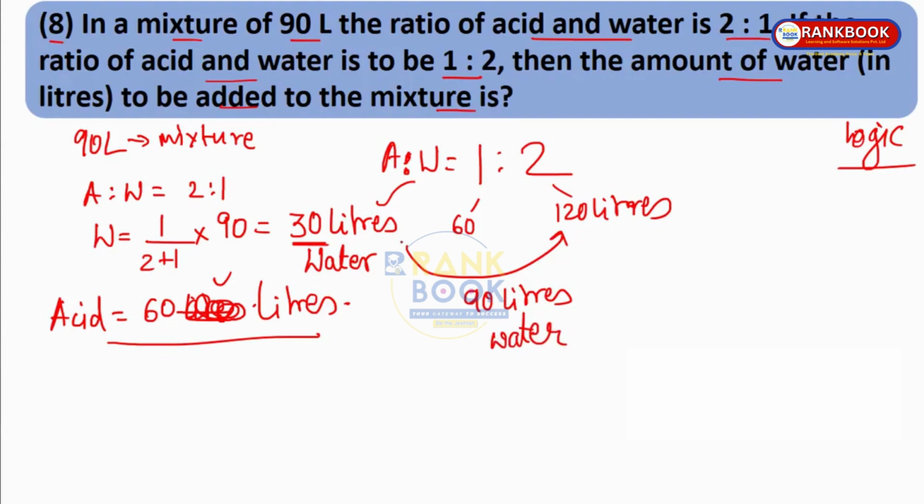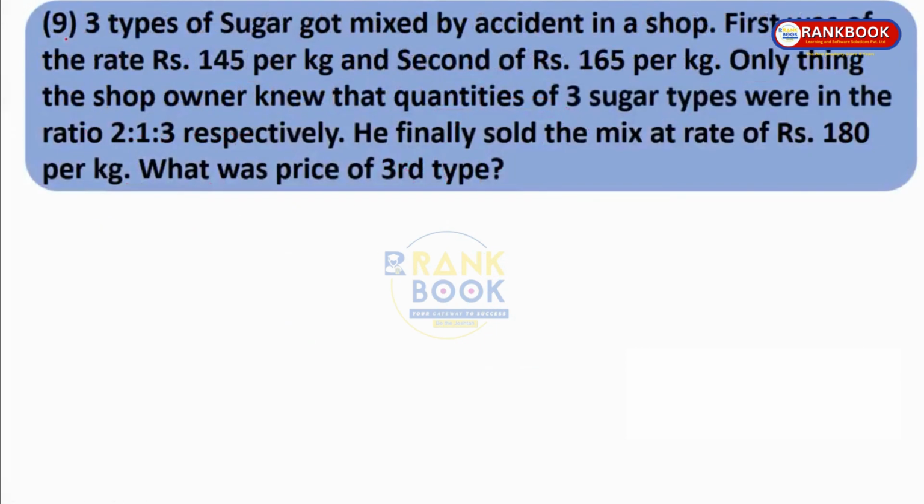Okay, when we add 90 liters of water, we will get 120 liters of water, and the acid would be 60 liters. So the ratio automatically would become 1:2. So our answer is 90 liters of water. Moving to next question. Question number 9.